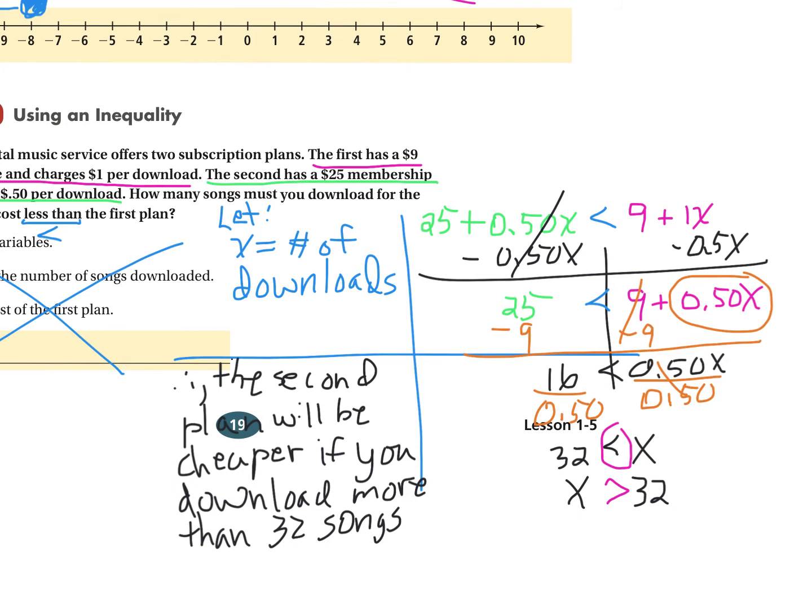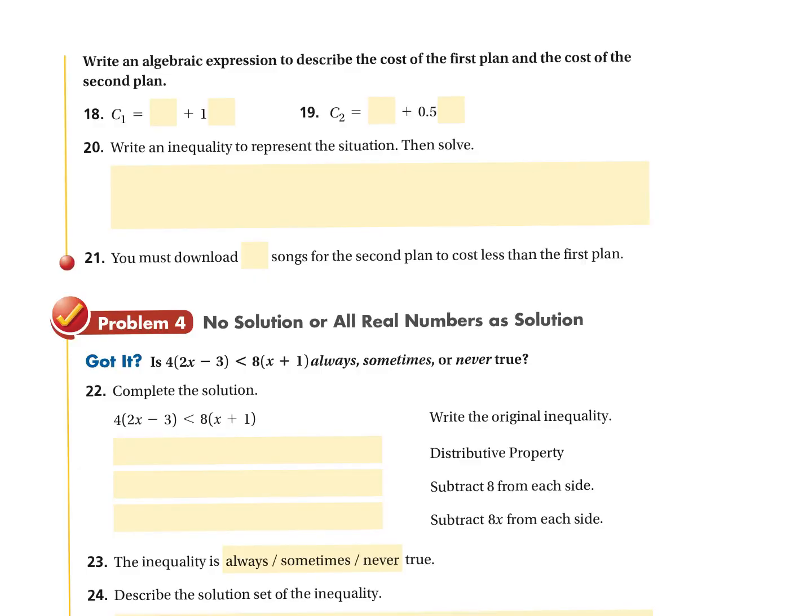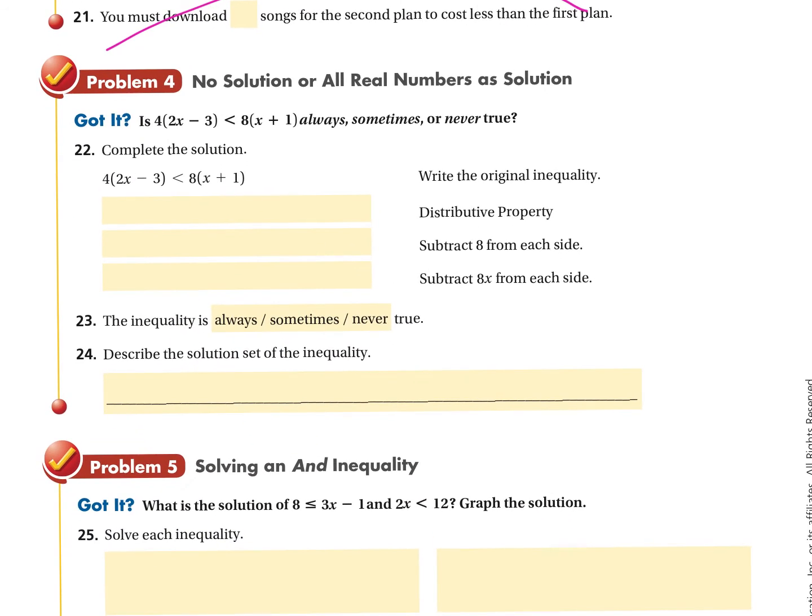Okay, let's look at the next problem. All right, so we are also, for this one, you're going to want to cross out all of this because we already did the word problem associated with it, and we don't need any of that. So now let's look at problem 4.